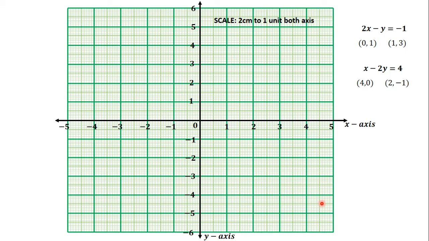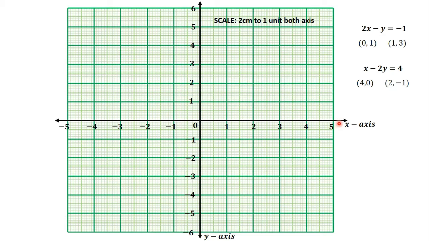Now, after you have found these 2 points, this is what you do. You pick your graph sheet and you choose a scale that can contain all your points. So make sure that the scale that you choose lets you plot these points. The points are (0, 1), (1, 3), (4, 0), (2, -1). Make sure that the points can be plotted on the scale. So I chose a scale of 2 centimeters to 1 unit on both axes.